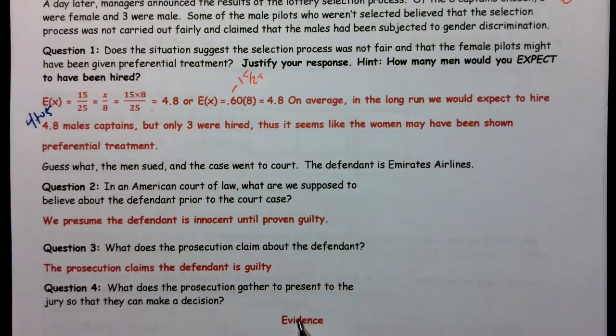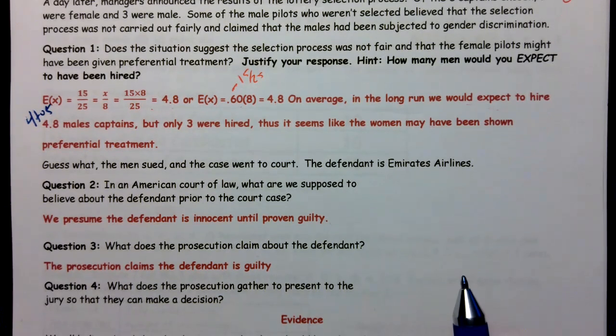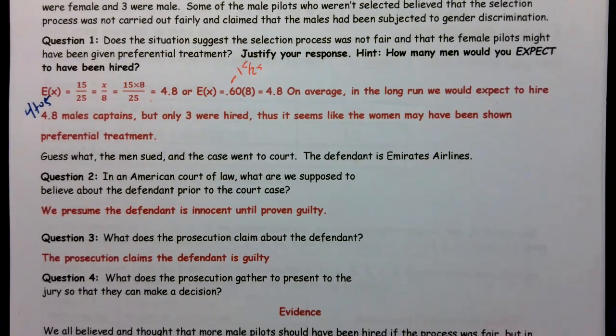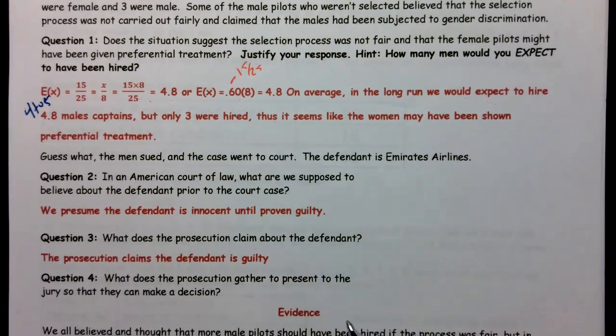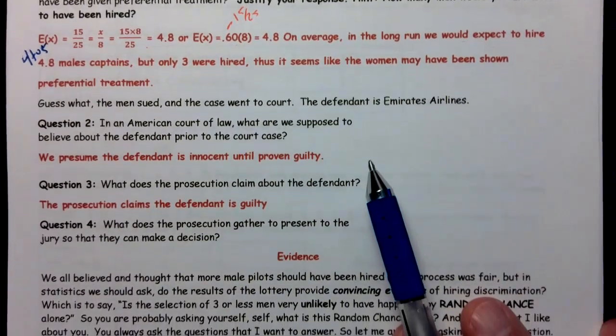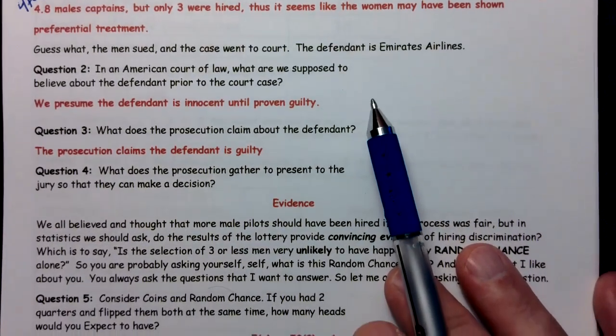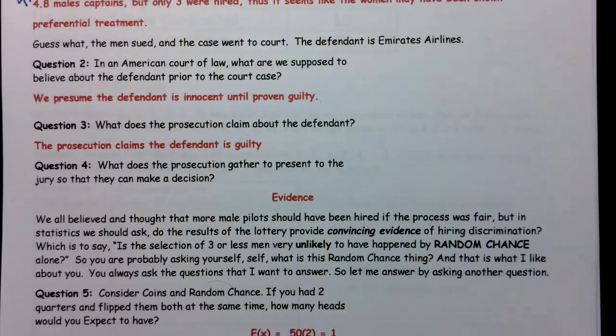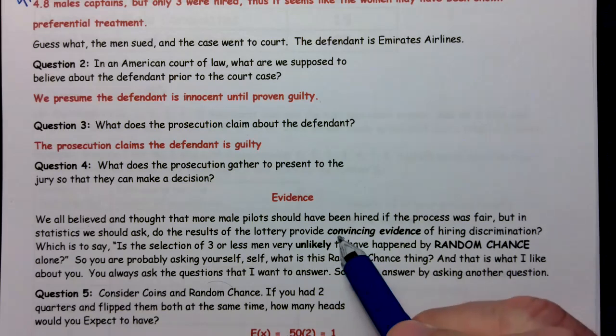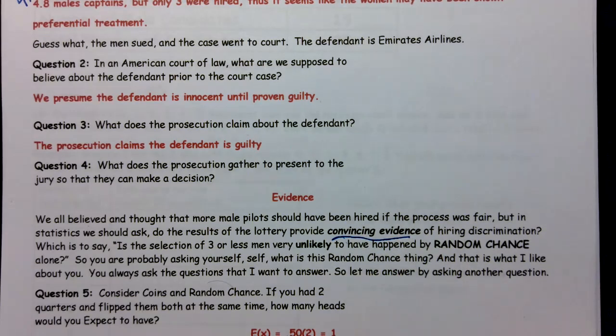They provide evidence. Well, the question in this case is, do we have any evidence? And the answer is, yeah, we do. We have some evidence. We thought they'd hire 4.8 and they only hired 3. So there is some evidence. So the question is, is that enough? We all believed and thought that there'd be more male pilots that should have been hired and the process was fair. But in statistics, we should ask, do the results of the lottery provide convincing evidence? Because in a court of law, it's not do you provide some evidence, do you provide convincing evidence?